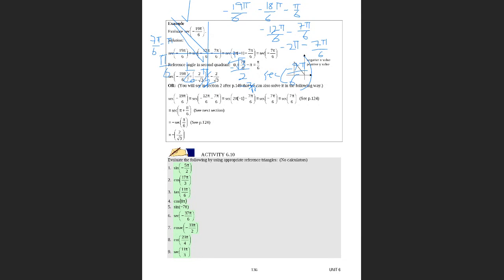Okay, let's look at activities. We will see how much we can do. Let's look at this activity.